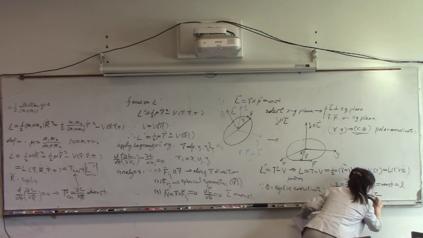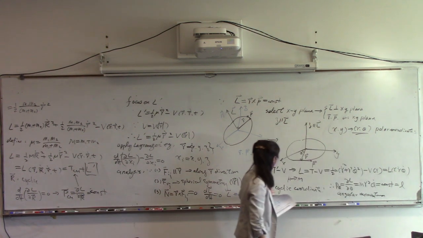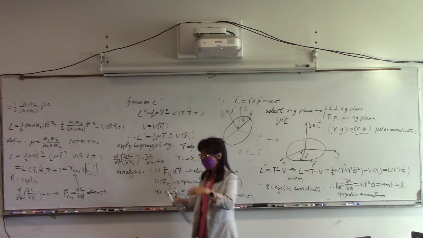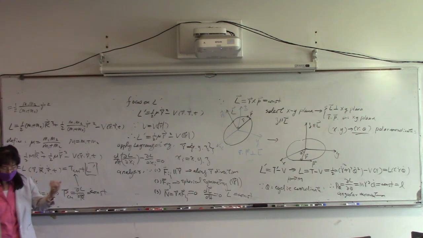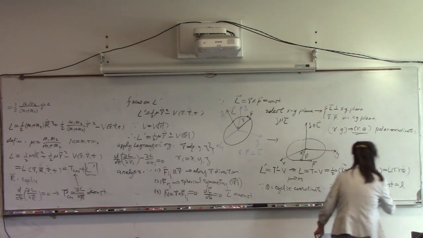Why is it an angular momentum? Since the generalized coordinate is an angle, and we know that associated with an angular coordinate, the conjugate momentum is angular momentum. Conserved.